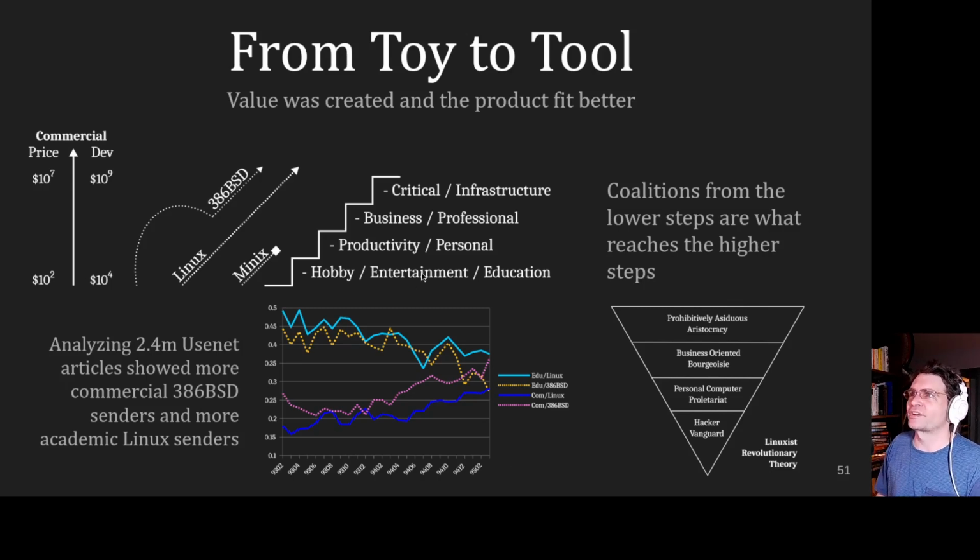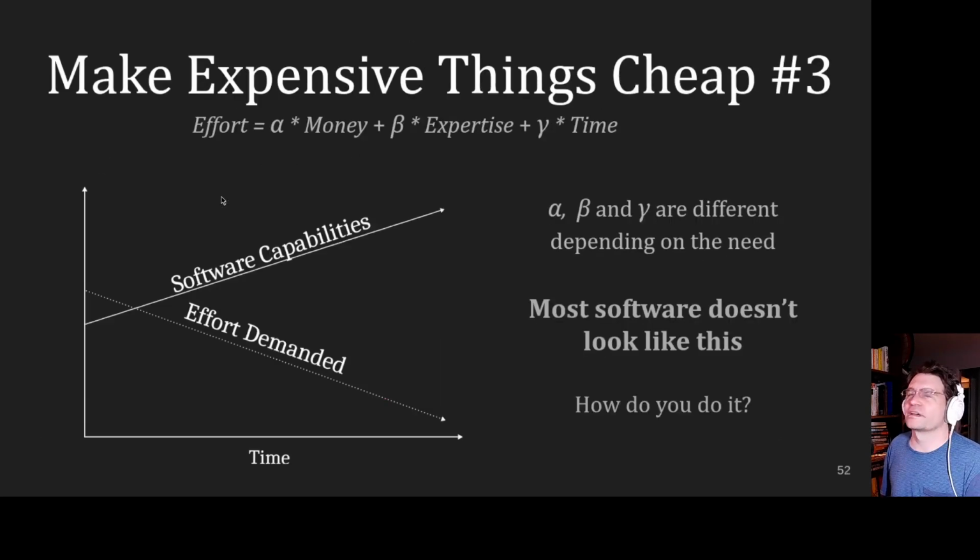And then pulling yourself out of the tar pit from a capable system to a usable system requires these stepwise user adoptions in order to work. So, in order to do that, we are going to make expensive things cheap. Number 3. And we're going to define effort as an amount of money plus an amount of expertise plus an amount of time. And essentially, as software capabilities go up, the effort demanded is going down. And the utility function is roughly software capabilities divided by effort demanded.